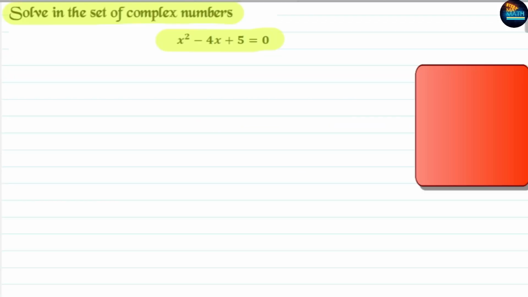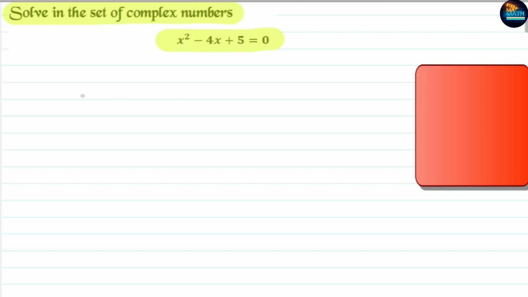Solve the equation x squared minus 4x plus 5 is equal to 0. Now here it's hard to factor this expression because it's difficult to find the two factors that multiply to 5 and add to negative 4. So directly you can use the general formula.